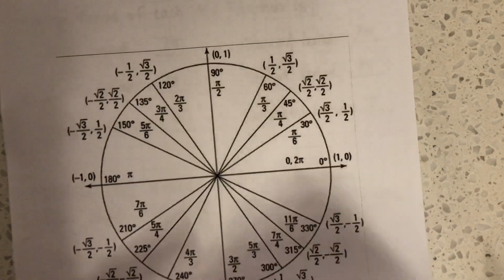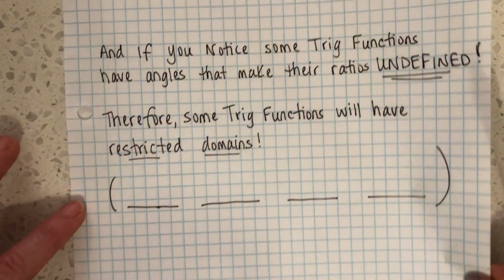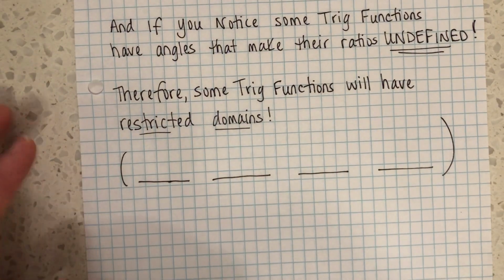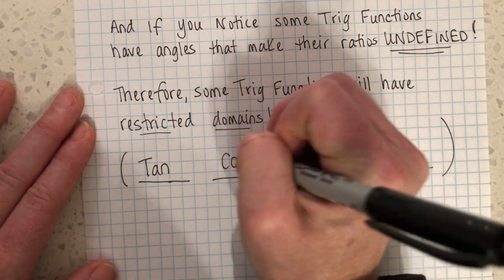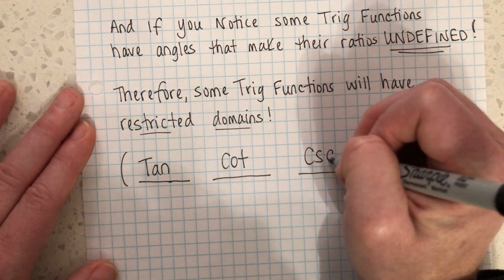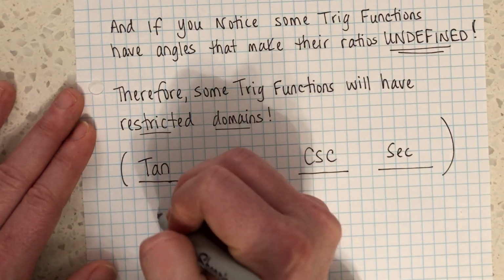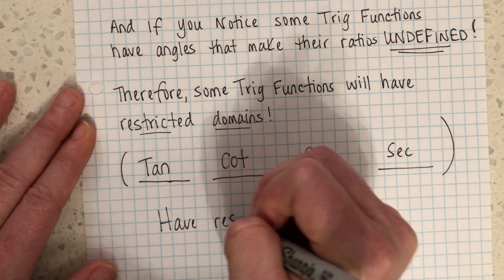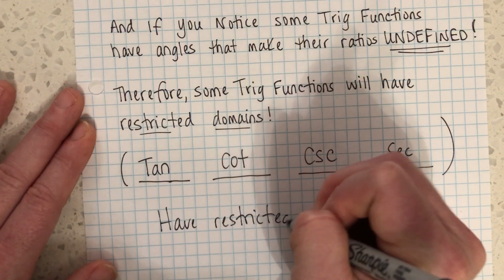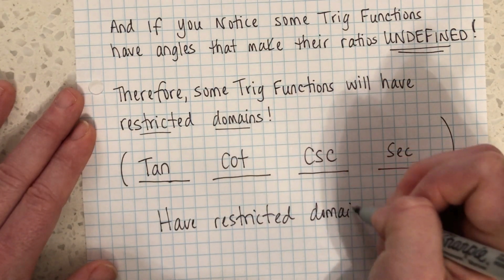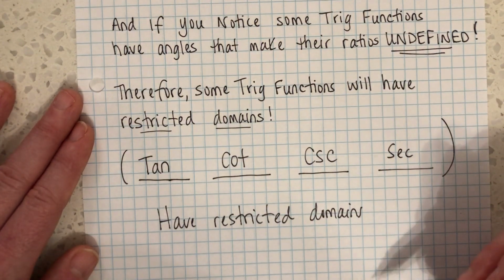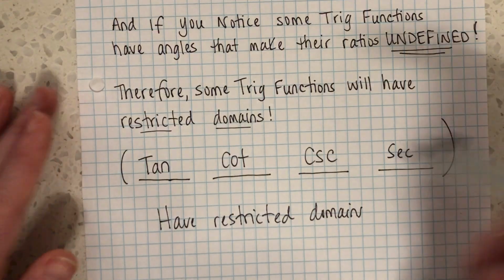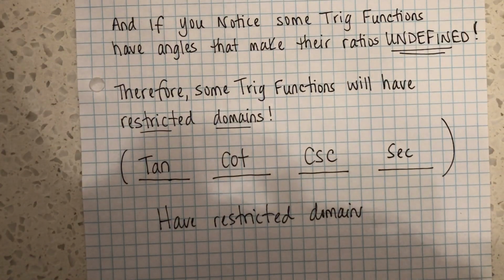All right, so let's write that down. So therefore, some trig functions will have restricted domains. So the tangent, the cotangent, the cosecant, and the secant function have restricted domains. That means that sometimes you can plug an angle into one of these functions and an undefined ratio comes out. So we have to be careful with them. And that is all things you have to know when you go to write down what all of their properties are. So I'll do that in the next video.